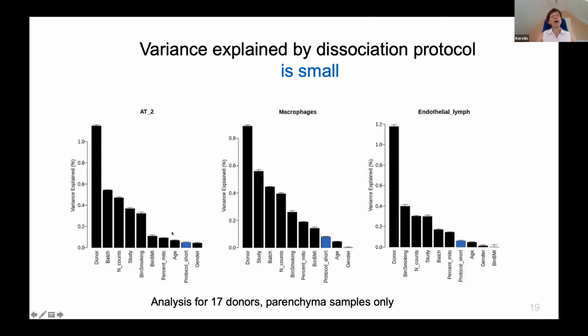And actually, when we compare all those metadata variables, we find that the dissociation protocol is one of the least contributing factors. And things like the cell type itself and the donor give much, much bigger variance than the protocol itself. So I think in the overall scheme of things, that's actually really good news, because it should hopefully mean that going forward, it will be reasonably possible to integrate different data sets, even if they've used different dissociation protocols. And this data was actually done for parenchyma samples only, for 17 different donors.